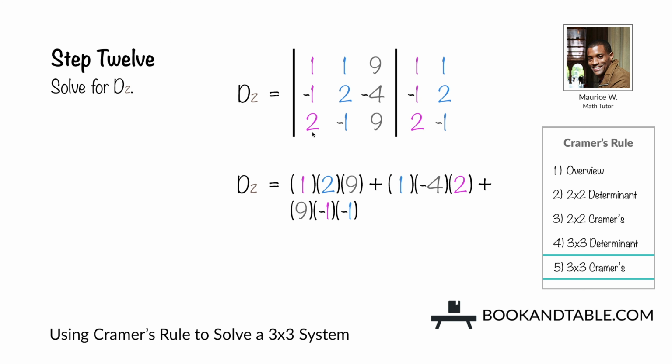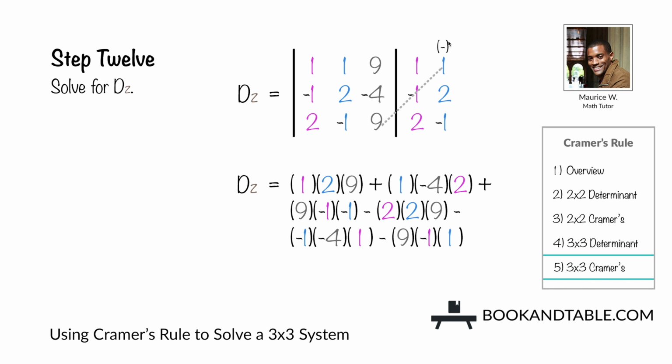And now we start row 3, column 1 here, and multiply the numbers going up to the right, and subtract the product that we get when we do this here, here, and here. So we get minus 2 times 2 times 9, minus -1 times -4 times 1, minus 9 times -1 times 1. And now we have the expression that we need to solve for dz.